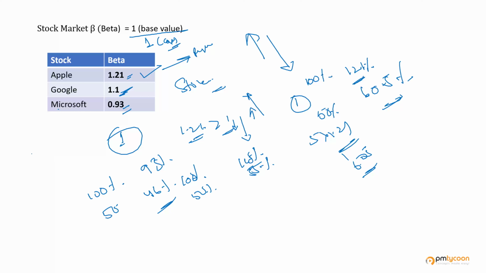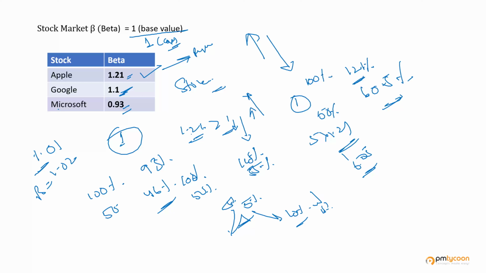Now, if you take any other stock, for example, which has a beta value of 1.01 or 1.02, which is close to 1, that means that particular stock is going to behave as per the market. If the market is rising by 5% in a day, that stock is going to rise by 5% in a day. Similarly, if the overall stock market goes down by 10%, then the stock is going to go down by 10%.